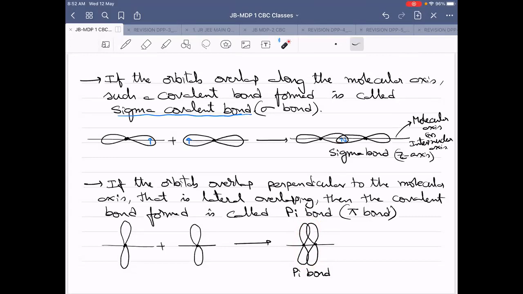Got it? Copy this page. Fatafat. Whoever all are copying, raise your hand. Okay, take it.